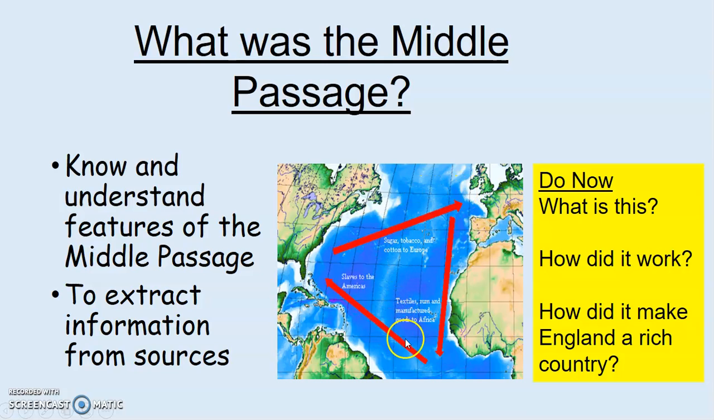Today we're going to look at this part of the triangular trade, which is called the Middle Passage, and ask the question, what was the Middle Passage?